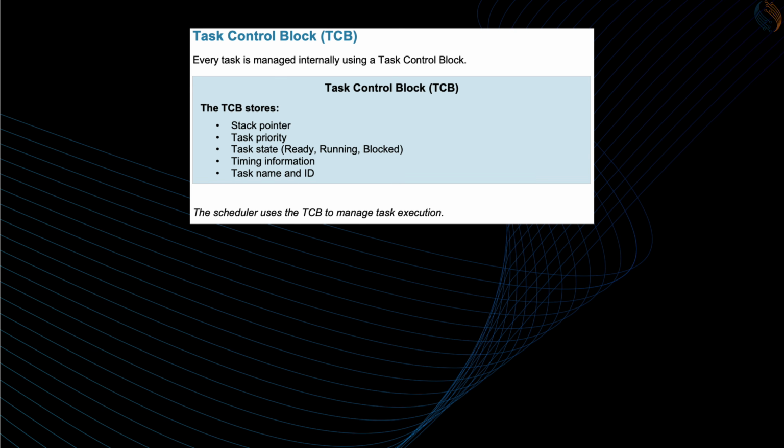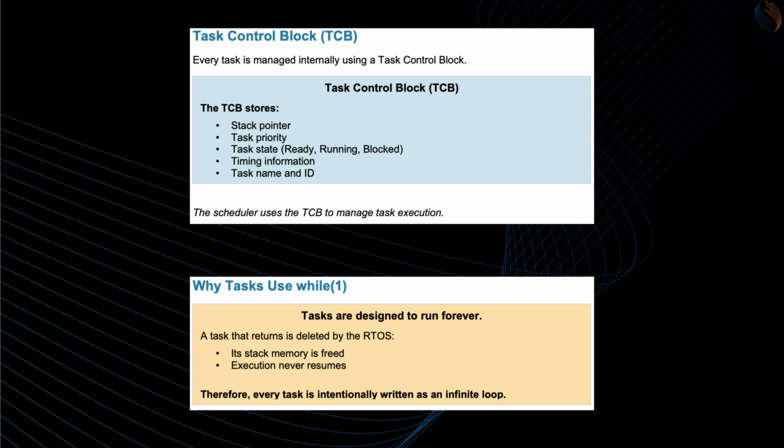Internally, the RTOS tracks every task using a task control block, TCB. It is basically a small data structure that stores the task's stack pointer, priority, current state, and timing information. The scheduler reads this to manage everything. This is why every task has its own infinite loop. If a task returns, it will be deleted by the RTOS. That is why we never want a task to return, so we create an infinite loop for it intentionally.